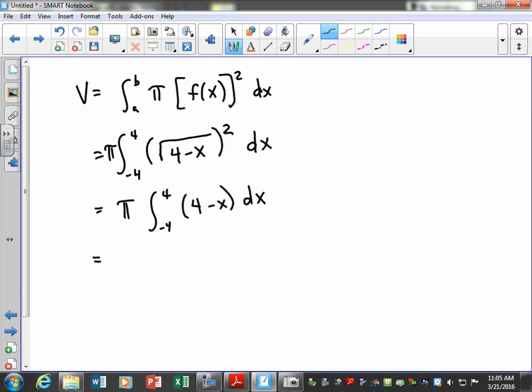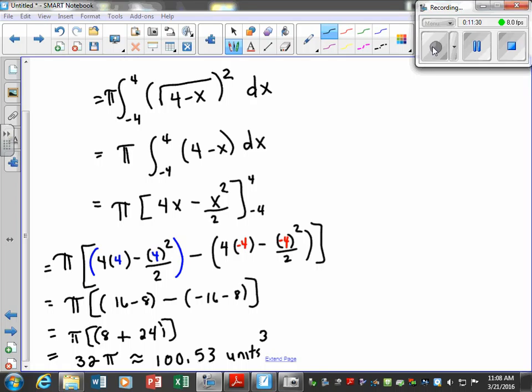Now let's go ahead and calculate this. So take the antiderivative, so we just have our pi. What's the antiderivative of this term? 4x. What's the antiderivative of x squared? X cubed divided by 3. Evaluate it from -4 to 4. Okay, I'm going to pause this. We're going to plug that in using the fundamental theorem of calculus and calculate the answer.